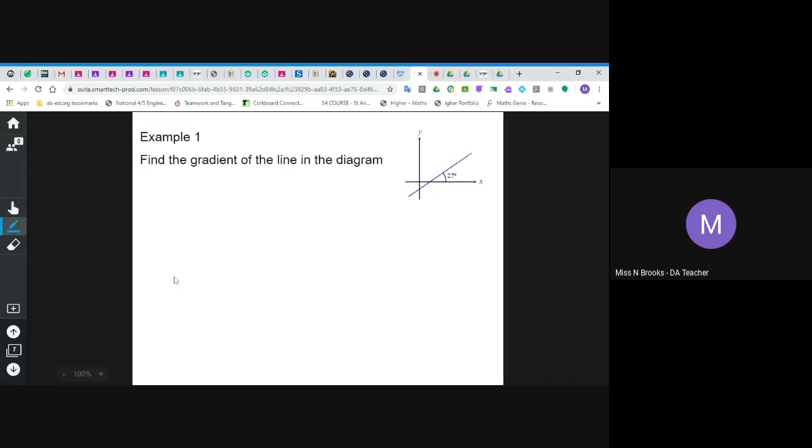So let's look at an example. We want to find the gradient of the line in this diagram. So we've got a line there with an angle of 27 degrees. So we're going to write down m equals tan theta. And then we're going to substitute in the angle of 27 for theta. Now make sure your calculator is in degrees mode. And if we put that in, we're going to get 0.51.